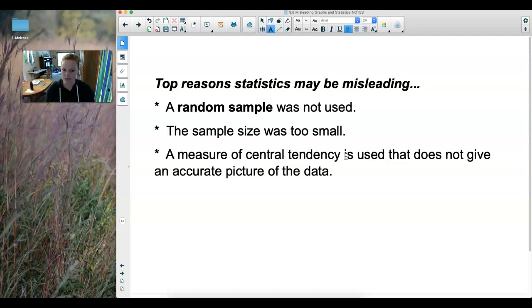Okay. Then we're going to talk about statistics and why they might be misleading. We might not use a random sample. Okay, the sample size might be too small, or a measure of central tendency is used that doesn't give an accurate picture. So when I say a random sample wasn't being used, that's like asking somebody their favorite sport as they're coming out of a baseball game. Okay, they might be there because that's their favorite sport. If I want to have a survey about people's favorite sports, I should go to a park and ask random people as they walk past, what's your favorite sport? Not at a baseball game or a basketball game or anything like that.